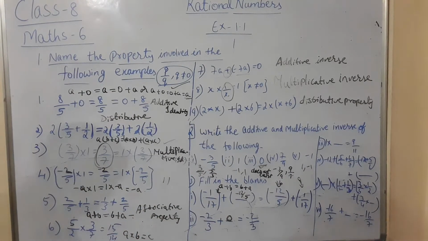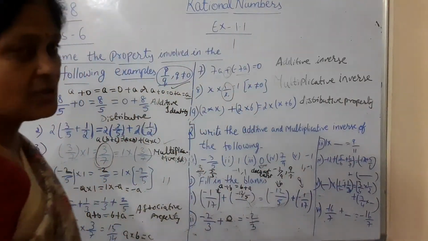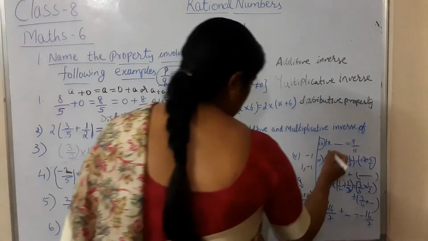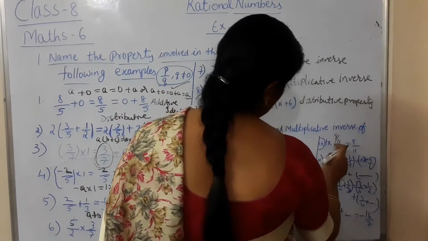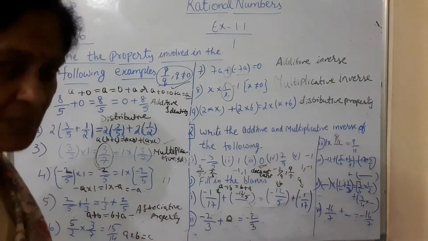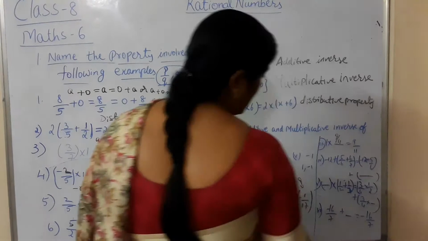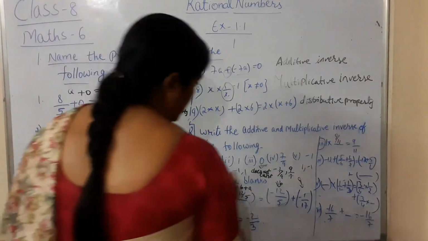Now come to the third one. 1 into some number is equal to 9 by 11. You have to multiply 1 with some number so that you get 9 by 11. So what should be here? 9 by 11 itself, because we have to get the same number. 1 multiplied with any number, we will get back the same number. So the number that is missing over here is 9 by 11. So multiplicative identity. 1 is the multiplicative identity. That's the reason we are getting back the same number.